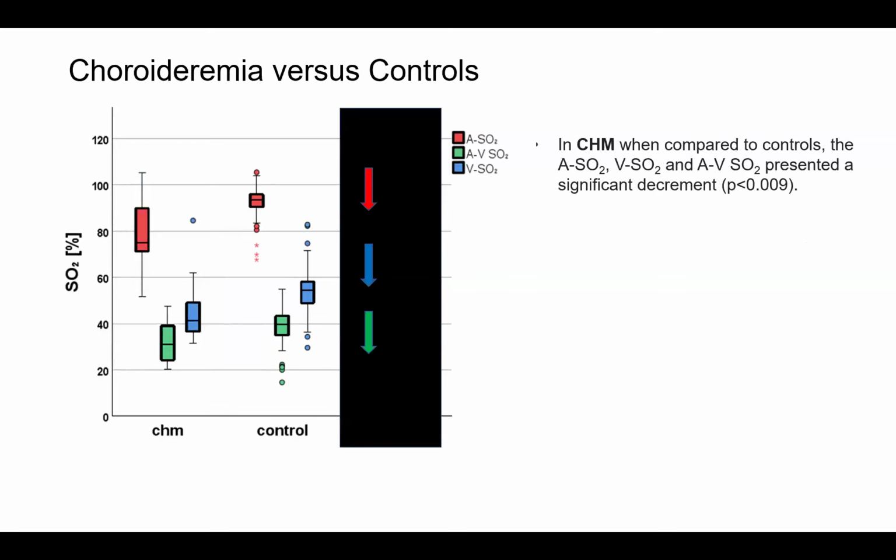The second most important comparison was between choroideremia and controls. And in this case, we found the opposite. We found that the oxygenation in the retina of choroideremia is lower than in normal retina in both arteries and veins, and the oxygen consumption was lower as well.